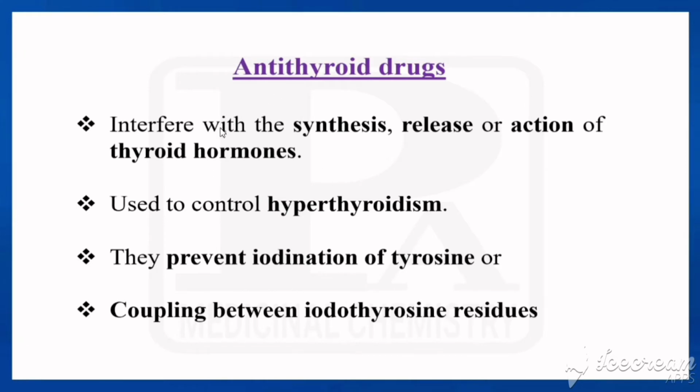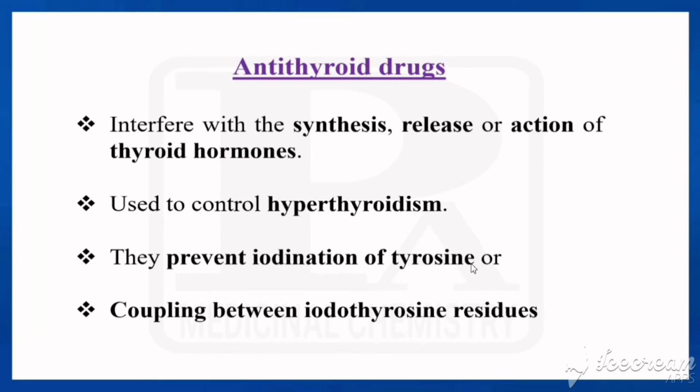So what are they? They interfere with the synthesis, release or action of thyroid hormones. So how are they giving their action? Already we have seen 4 steps in the biosynthesis of thyroid hormones. In that, the second step is oxidation of iodide and formation of iodotyrosine residues. So that step would be prevented.